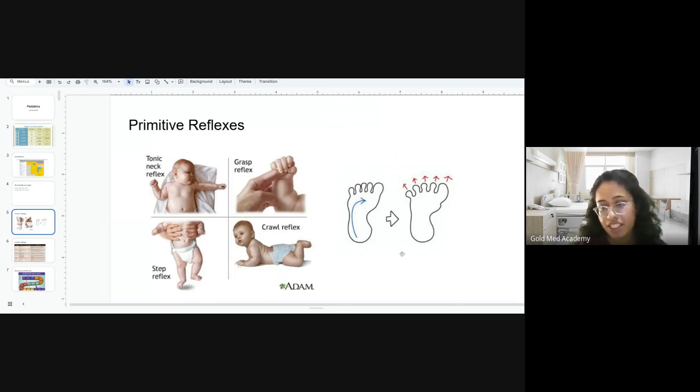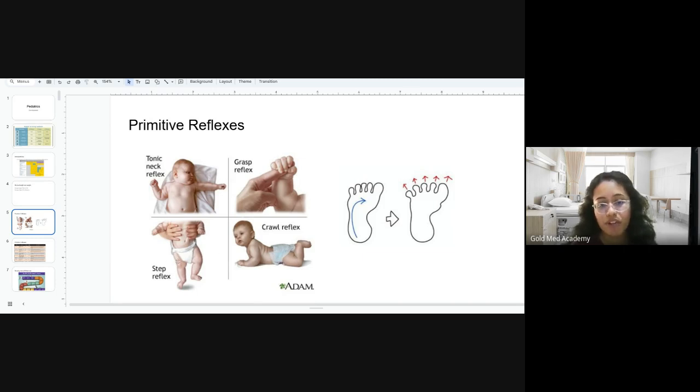The next reflex I want to talk about is the Babinski reflex. This is the Babinski reflex with the picture of the foot on the right. To test for it, you stroke the side of the sole of the foot. When you do that, the baby's toes are going to automatically fan out. That is known as the Babinski reflex.